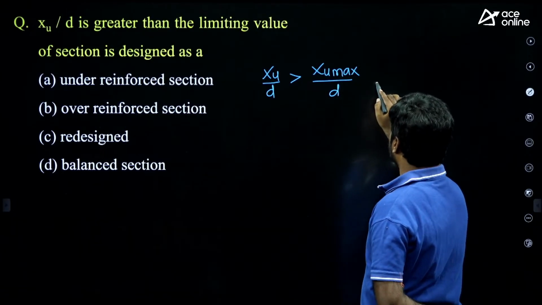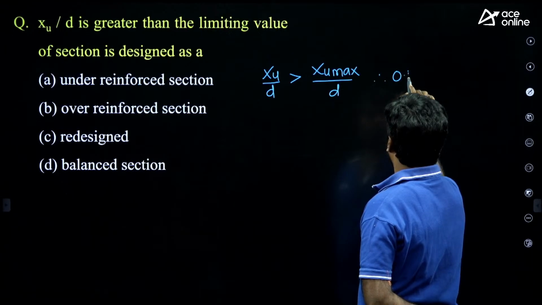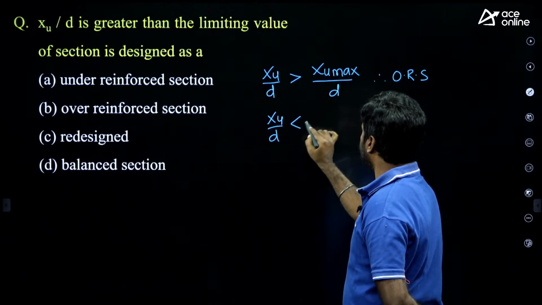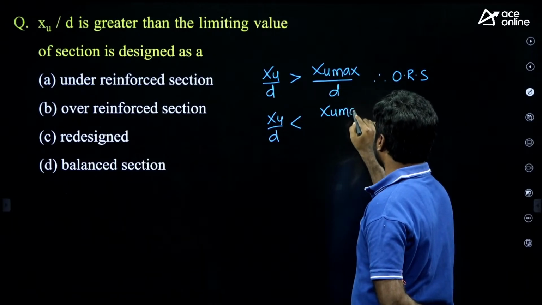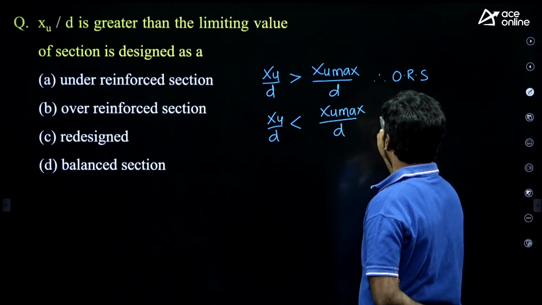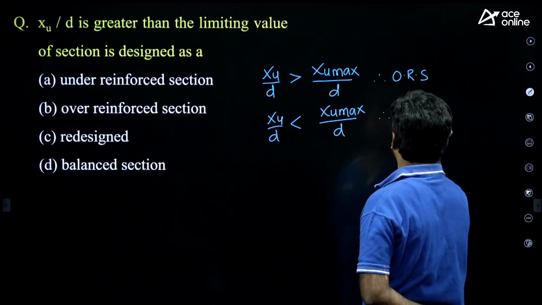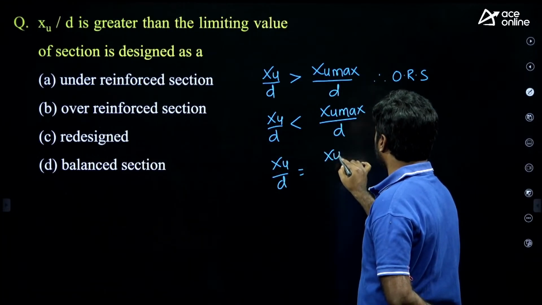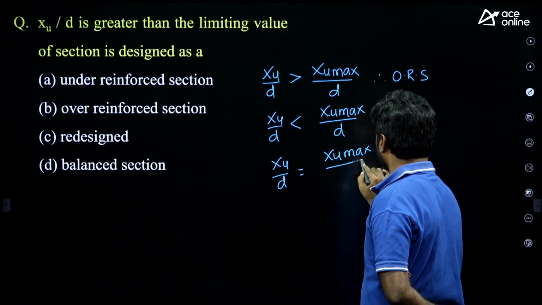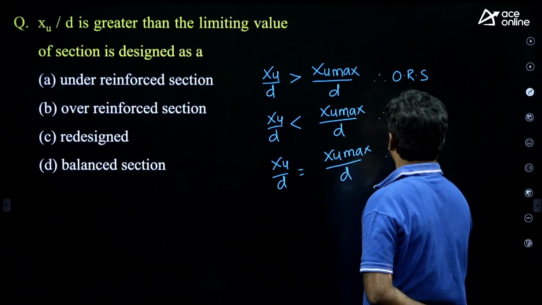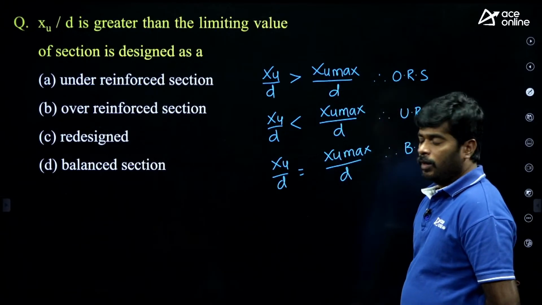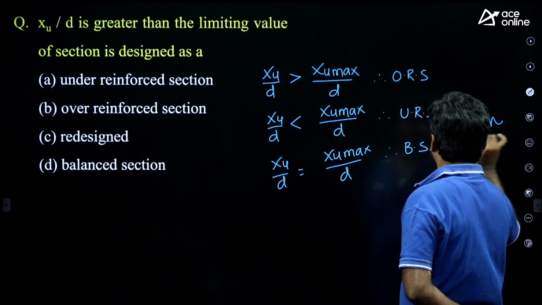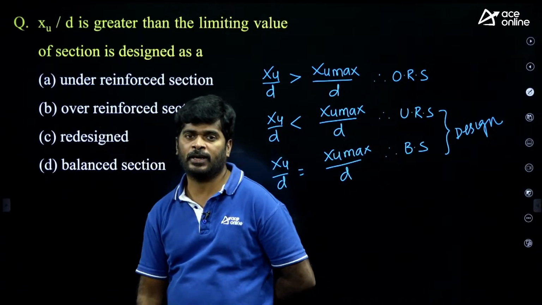My dear, if it is the case, we consider it is an over reinforced section. Xu by d less than Xu max upon d, then we will consider it is an under reinforced section. Xu by d equal to Xu max upon d, therefore it is a balanced section. My dear, we can prefer to design either a balanced section or an under reinforced section.